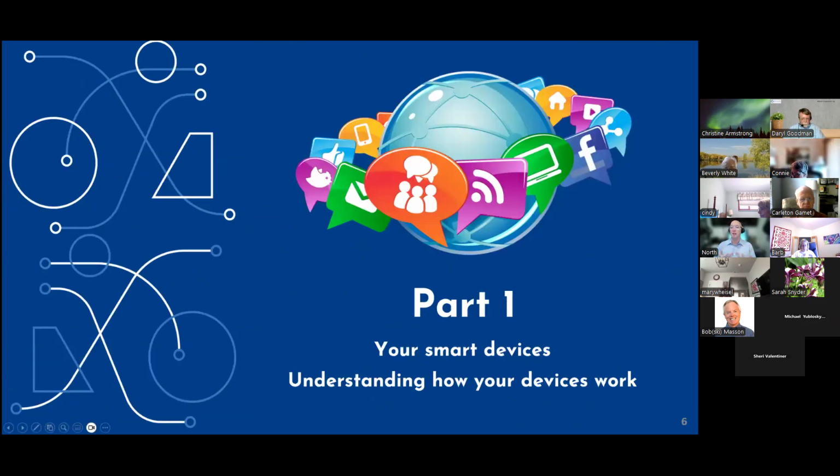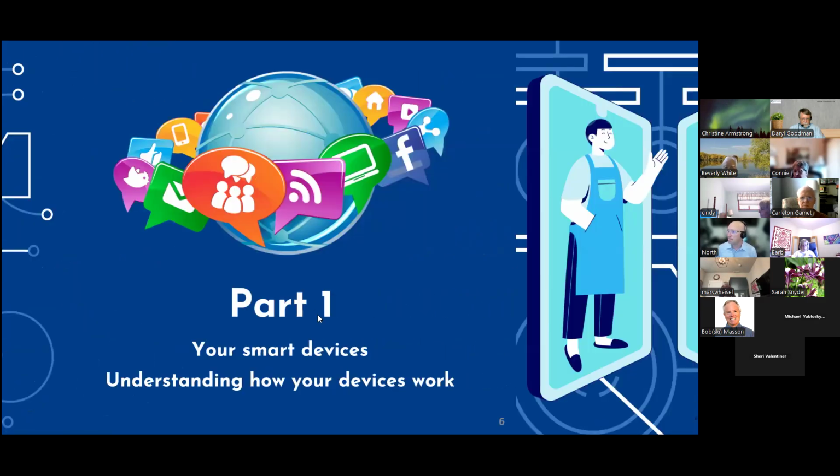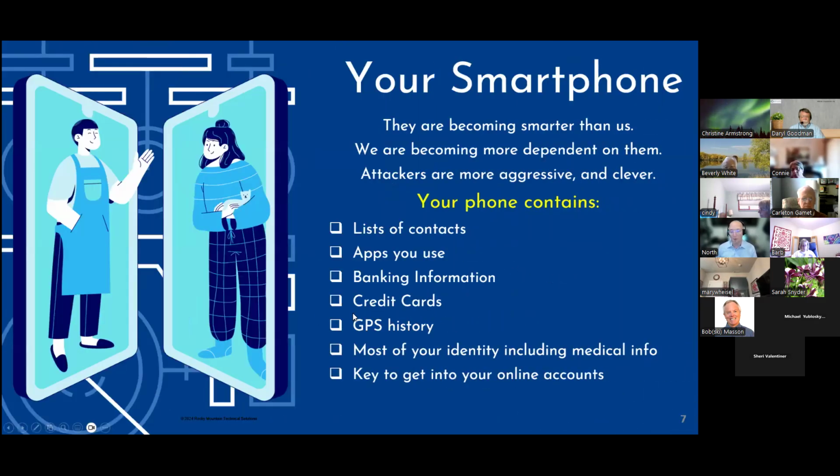So let's move in to part one, your smart devices, understanding how they work. Now, your smartphones are really a powerful tool these days. Everybody who has a smartphone generally packs a lot of personal and sensitive data into those devices. Lists of contacts, all the applications you use, your banking information, your credit card information, your GPS history, where you go throughout your day, that's stored in your phone, and most of your identity, including medical information in a lot of cases as well. Additionally, your phones are the key to getting into a lot of your online accounts.